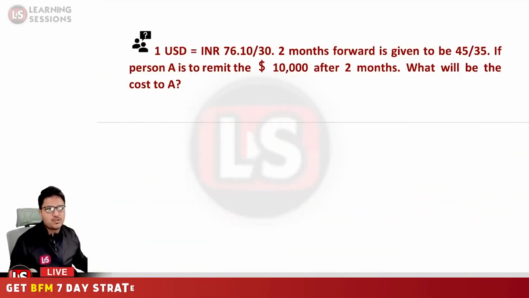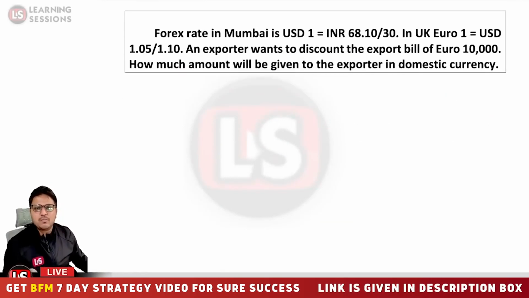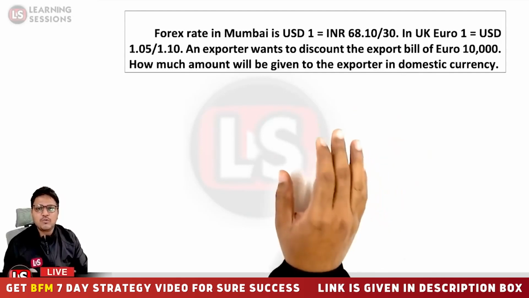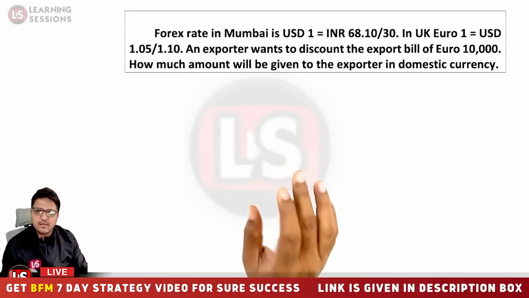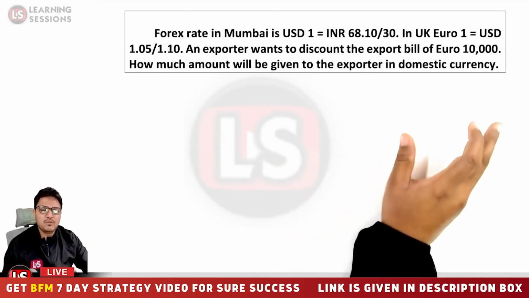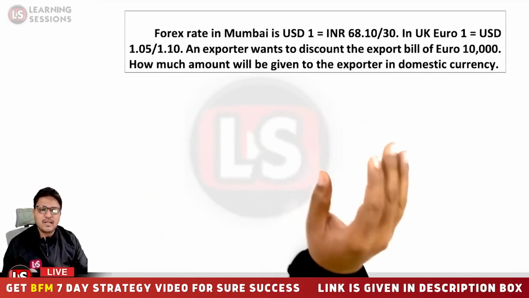Now let's move to another question. It says the forex rate in Mumbai is given to be USD 1 at this particular rate. In UK, Euro 1 is given to be 1.05/1.10. An exporter wants to discount the export bill of Euro 10,000. How much amount will be given to the exporter in domestic currency?